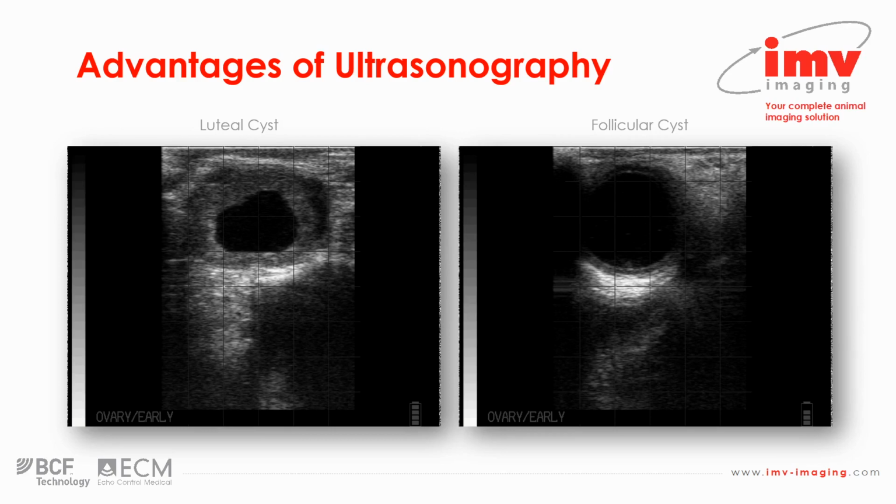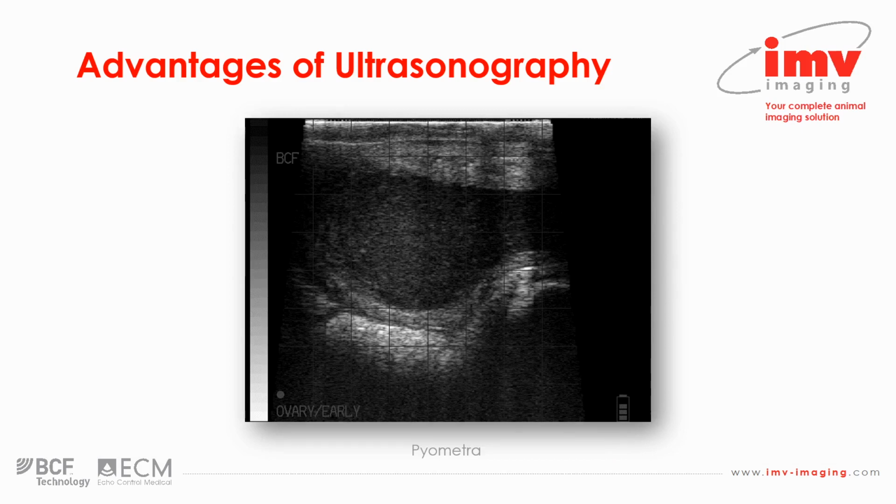Here, these are stills, I'm afraid, rather than cines. But as you can see, we've got two cystic structures, which on manual palpation might feel very similar. But as we can see, they're quite different, and the structure on the left is a luteal cyst, the structure on the right is a follicular cyst, and we can confidently differentiate those using ultrasound when we wouldn't be able to with manual palpation. And then finally, this is a still image again, this time of a pyometra. And again, this is something which we may be able to feel manually via rectal palpation, but we can be more confident of our diagnosis using ultrasound.